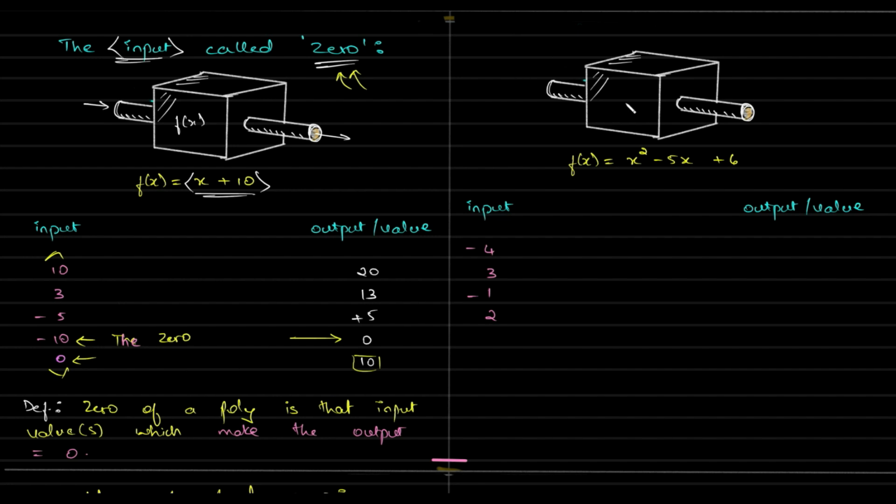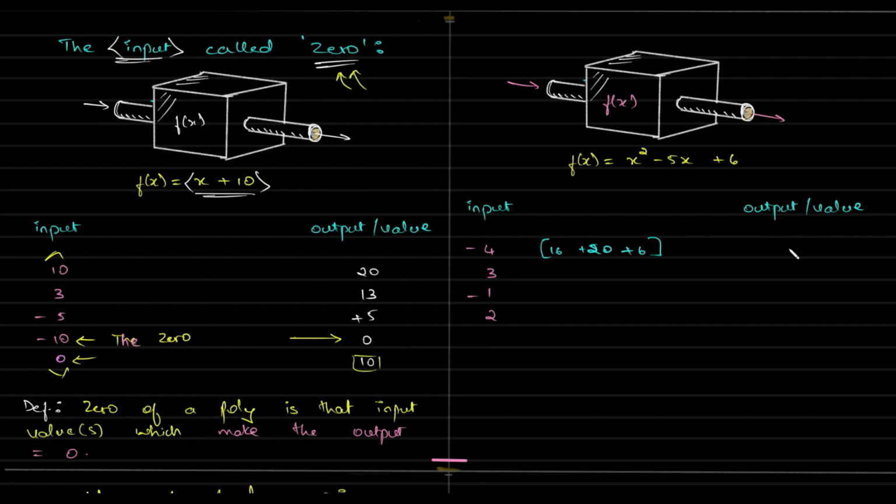So now I have one more example to make it a bit more clear. I have a function f of x, a machine which takes in one variable input and after complicated math, gives me some output. So we are looking at minus 4 as the first input. If I put minus 4 in place of x everywhere, minus 4 the whole square is 16. Then we have minus 5 into minus 4, that is 20, and then plus 6.